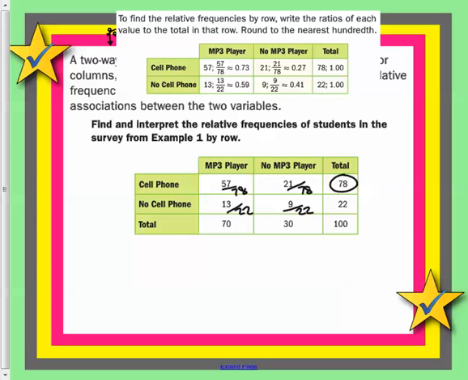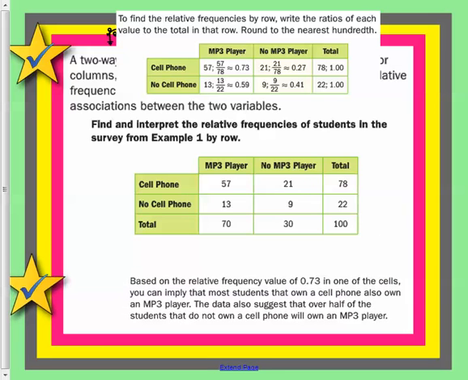What if we're not looking in that direction? What if instead we're looking at the MP3s? That changes things for us. Okay, we would be looking at 70. So based on our relative frequency, if we're just looking at cell phones of 78 and no cell phones of 22, there is a relative frequency of 73 hundredths in one of the cells. Okay, so you can imply that most people who own a cell phone own an MP3 player. The data suggests that it's over half.